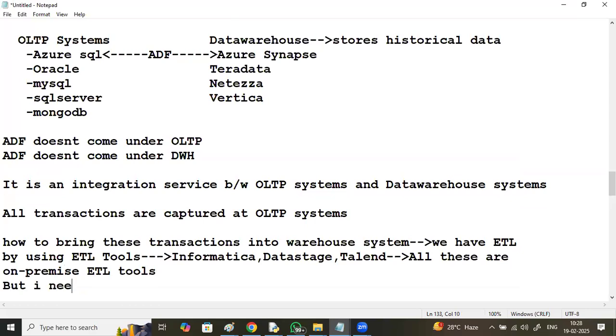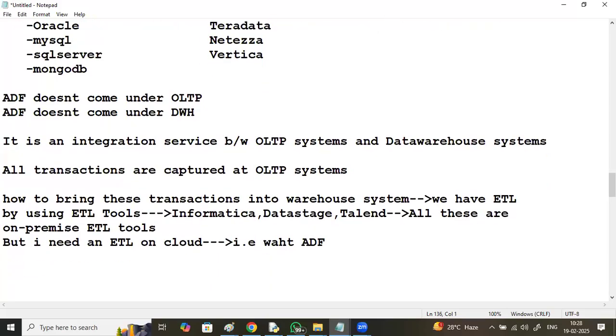But I need an ETL on cloud. That is what ADF is. Using ADF, we can connect with cloud databases, non-cloud databases, NoSQL databases. We can extract data and pump the data into a data lake and Synapse and perform transformation.